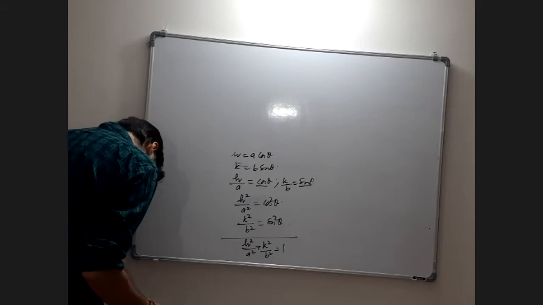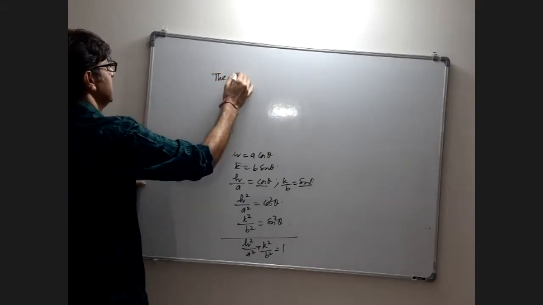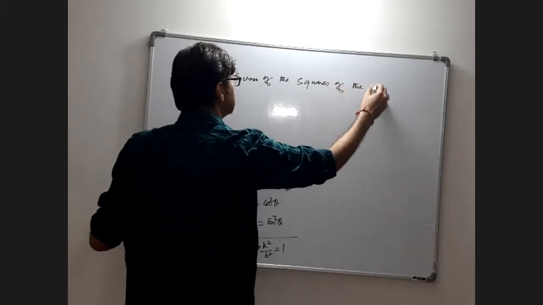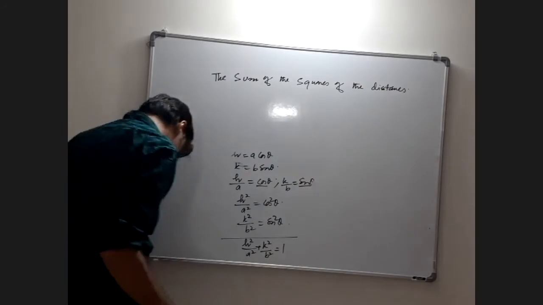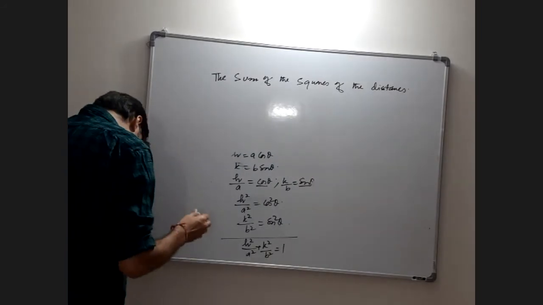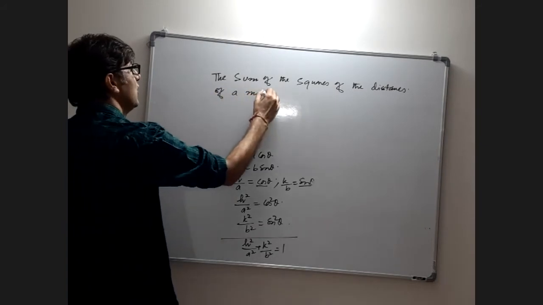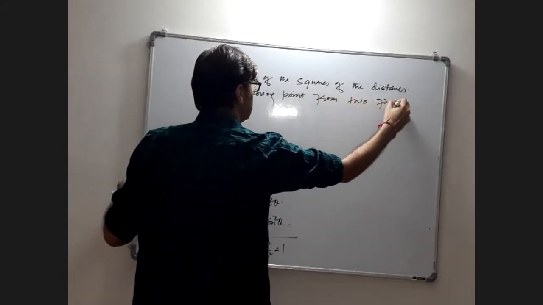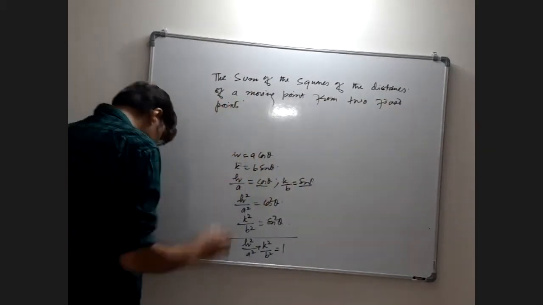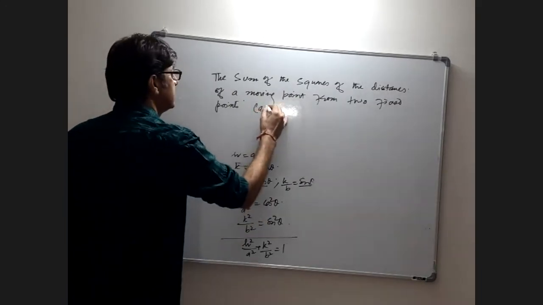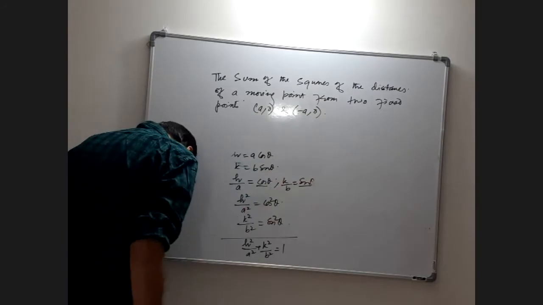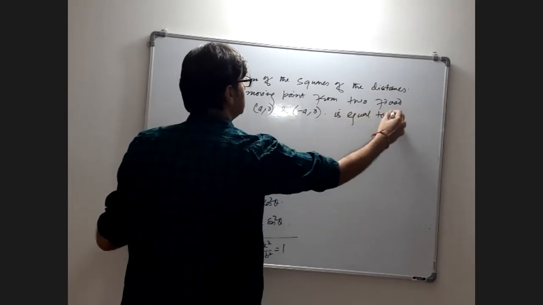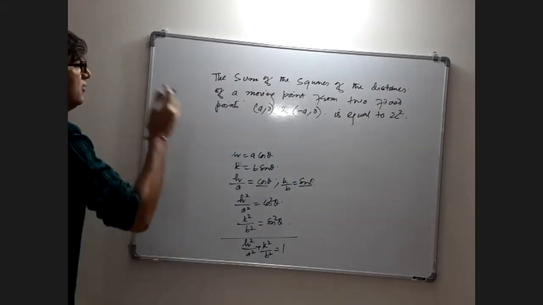The sum of the squares of the distances of a moving point from two fixed points a comma 0 and minus a comma 0 is equal to 2c square, where c is also fixed. Find the locus of this moving point.